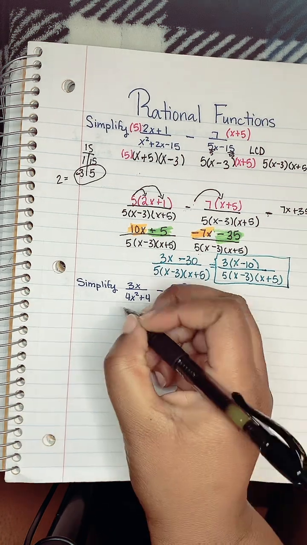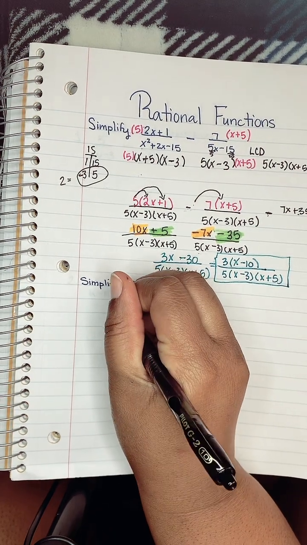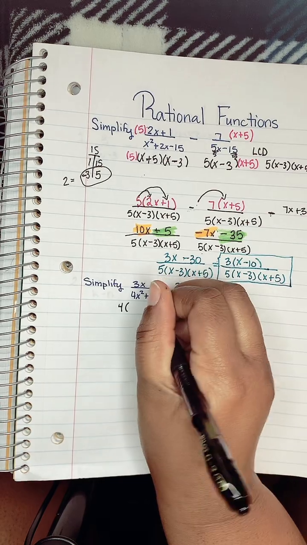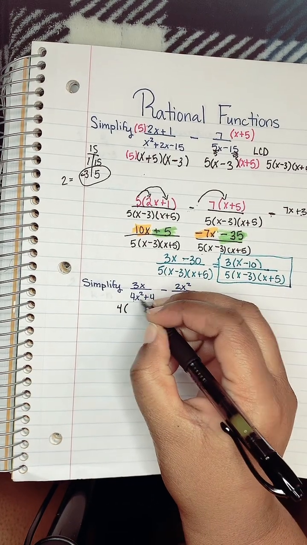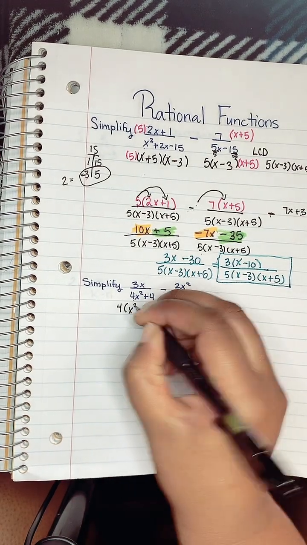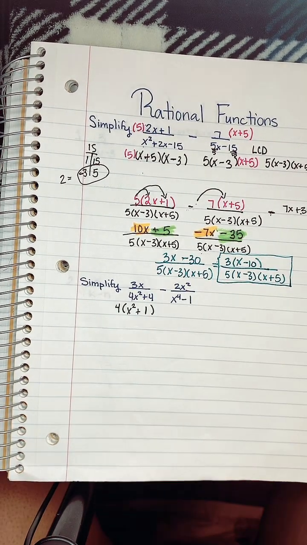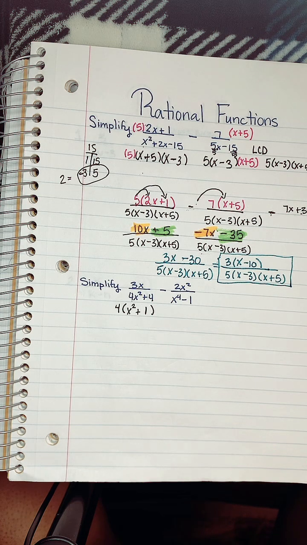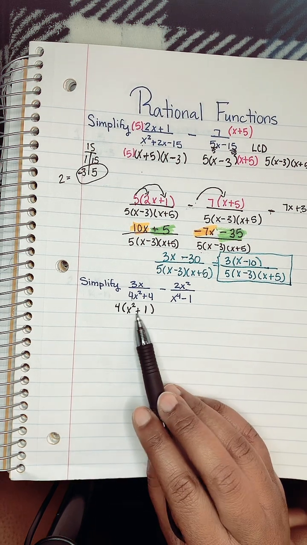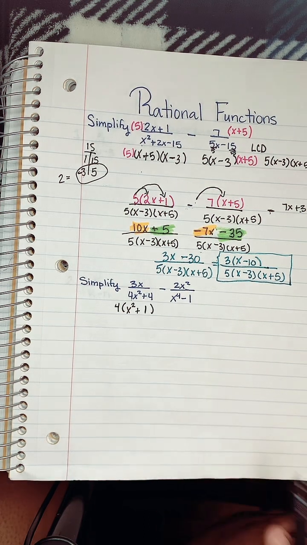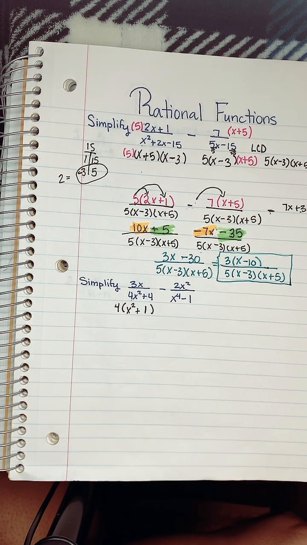4. Good. So we can factor out a 4. If we divide this by 4, we're left with x squared. And then 4 divided by 4 is 1. Okay. Now, can we factor this? Is that factorable?